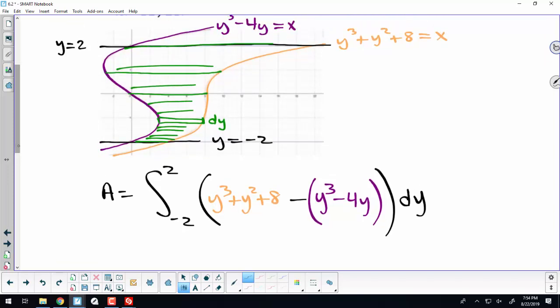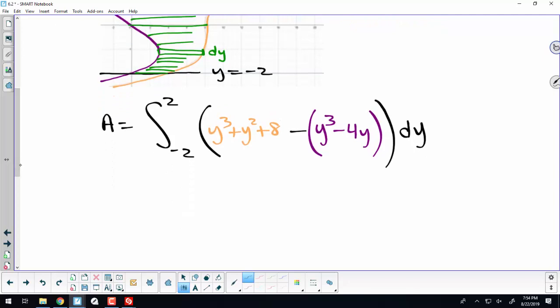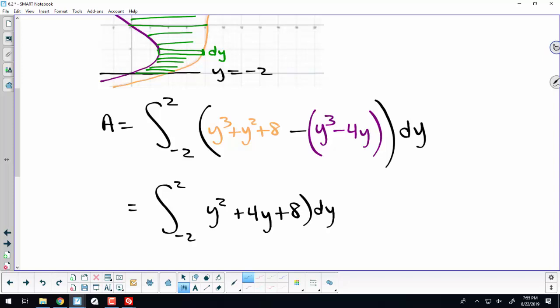Does anyone have any questions? And then here you can integrate each term, but I think it's easier to just combine like terms first. So we're going from -2 to 2. The y cubes go away. We have y squared, a minus 4y, and a +8. So hopefully you can get that to come out to 112 over 3.